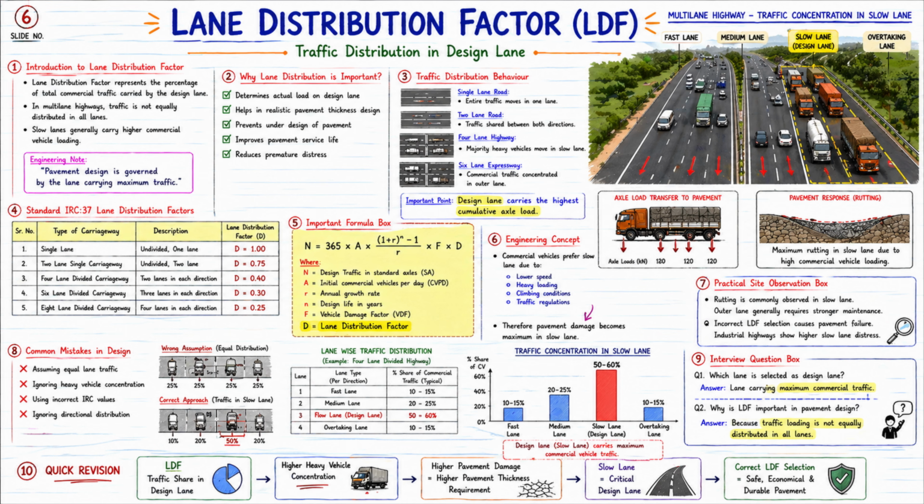Now let's look at one short revision below. LDF means traffic share in design lane. Higher heavy vehicle concentration means higher pavement damage. Higher pavement damage means higher pavement thickness requirement. And this is why the slow lane is the critical design lane. And what is the most important final takeaway? Correct LDF selection gives safe, economical and durable pavement.